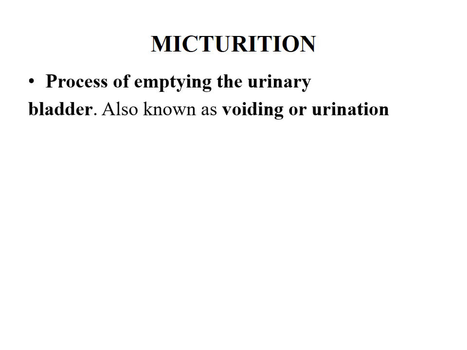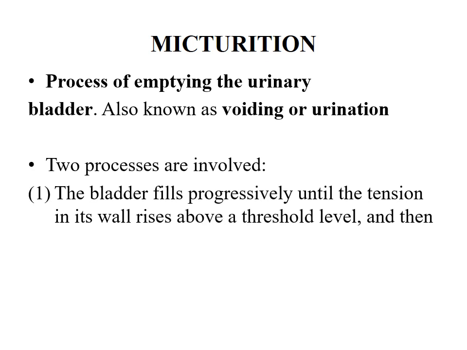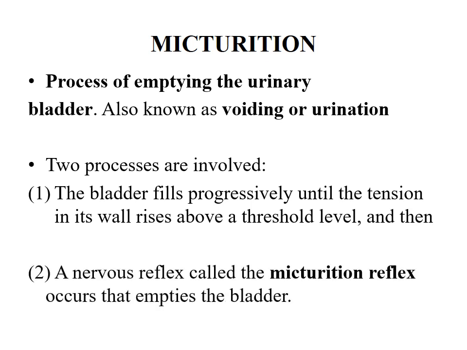Micturition. It is the process of emptying the urinary bladder. It is also known as voiding or urination. Two processes are involved. The bladder fills progressively until the tension in its wall rises above the threshold level, and then a nervous reflex called the micturition reflex occurs. And that is the reflex which is responsible for emptying the bladder.